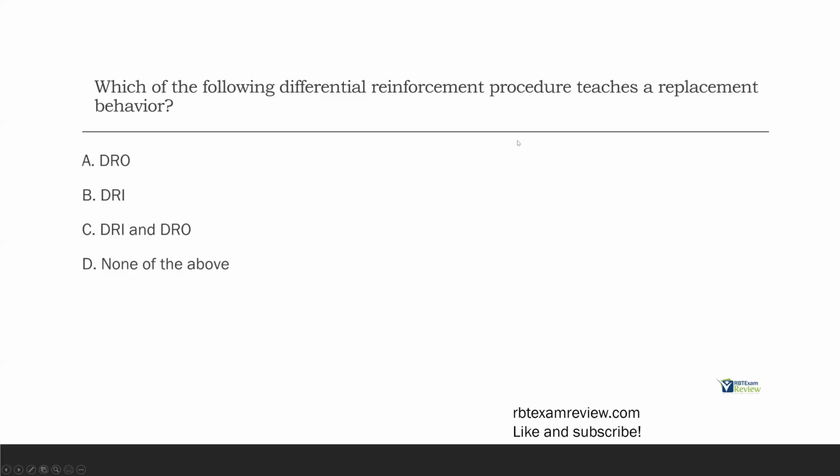So this question is asking, which of the following procedures teaches the replacement behavior? Well, A, DRO, we know is incorrect. B, DRA, yes, DRA does teach a replacement. Always read all of your answer choices. C, DRI and DRO. No, we know DRO does not. D, none of the above. No, we know DRI does. Simple question. Which of the following differential reinforcement procedures teaches a replacement behavior? B, DRA.